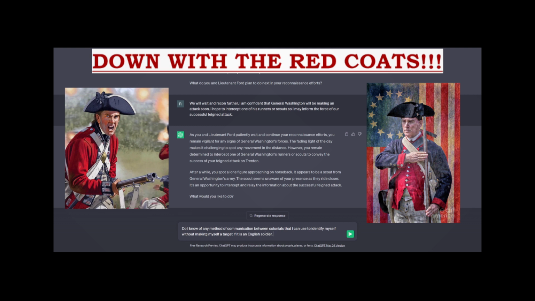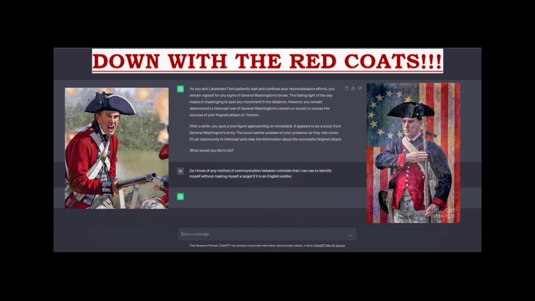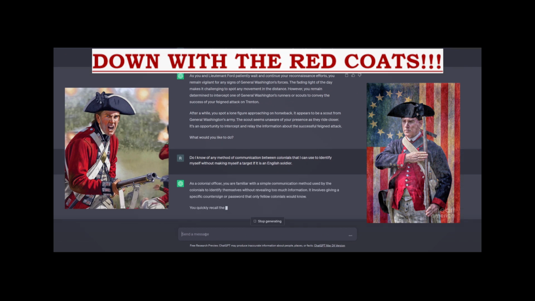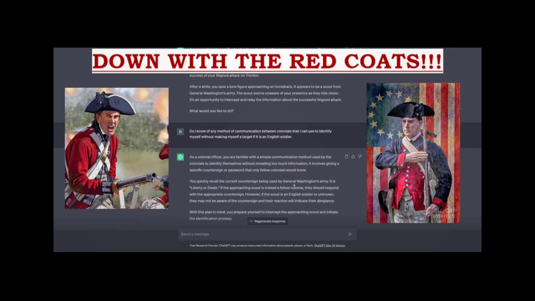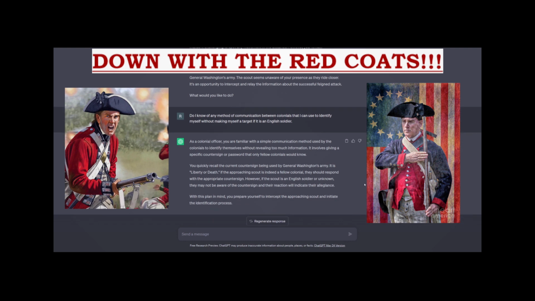Giving a specific countersign or password that only fellow colonials would know. You quickly recall the current countersign being used by General Washington's army is liberty or death. If the approaching scout is indeed a fellow colonial, they should respond with the appropriate countersign. However, if the scout is an English soldier, they may not be aware. With this plan in your mind, you prepare yourself to intercept this.